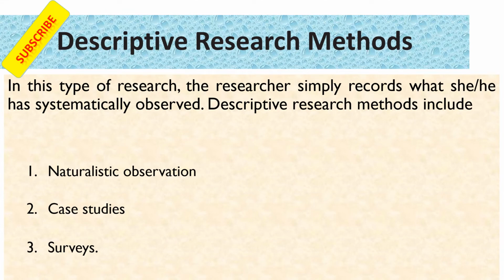When we talk about descriptive research methods, we have to notice that in this type of research, the researcher simply records what he or she has systematically observed. Descriptive research methods include naturalistic observation, the case study method, and surveys. I'm going to go into greater detail in explaining each of these three methodologies that are used in descriptive research in psychology.